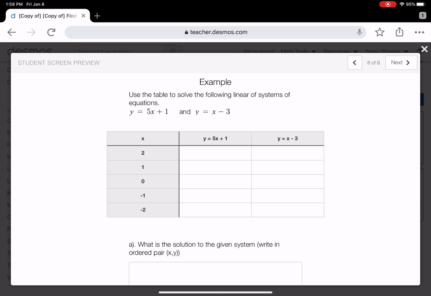Example: use a table to solve the following system of linear equations: y equals 5x plus 1 and y equals x minus 3. You're given a set of x values: 2, 1, 0, -1, -2. Then you find the y values for the equation y equals 5x plus 1 and for the equation y equals x minus 3, by plugging in the x values in each equation. Where the equations both have the same y value, that is the solution to the system.